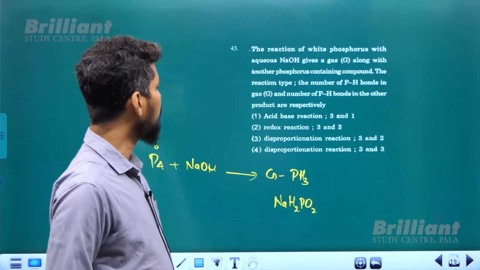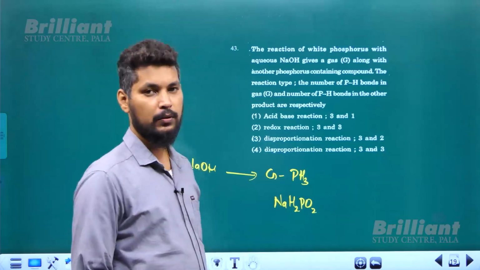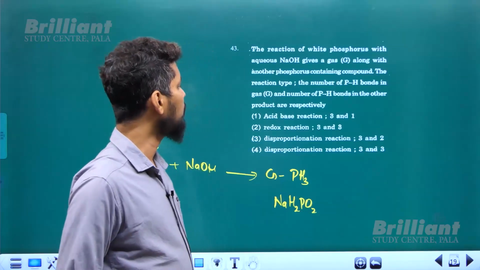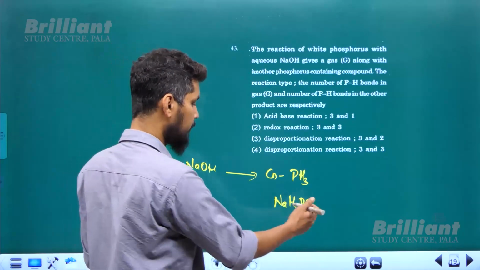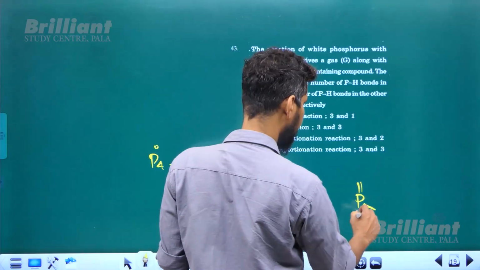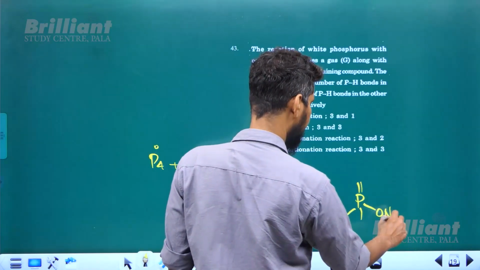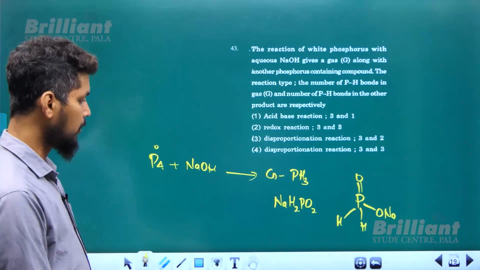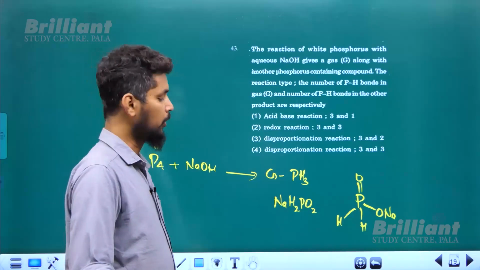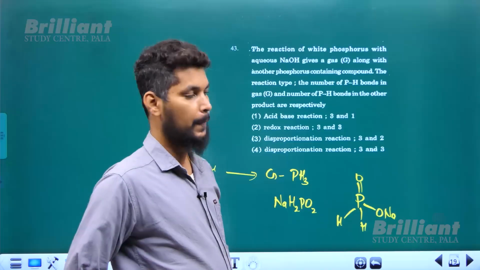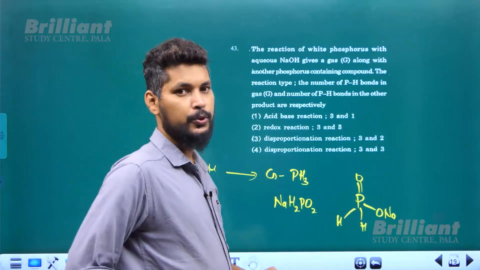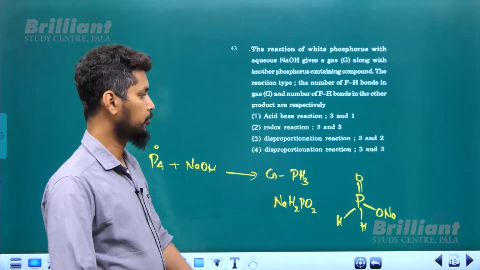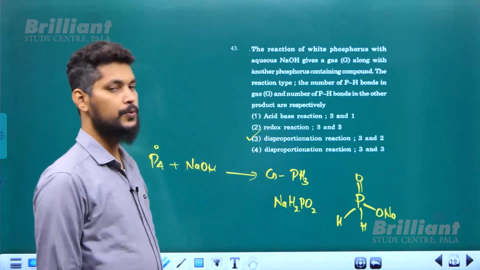The number of P-H bonds in gas G: it will be 3 P-H bonds. And the number of P-H bonds in the other product: the other product is NaH2PO2, and this structure will be like this, with ONa, H, H, and O. Here there are 2 phosphorus-hydrogen bonds. So the reaction is disproportionation, and in PH3 there are 3 bonds, and in NaH2PO2 there are 2 phosphorus-hydrogen bonds. So the correct answer will be option 3.